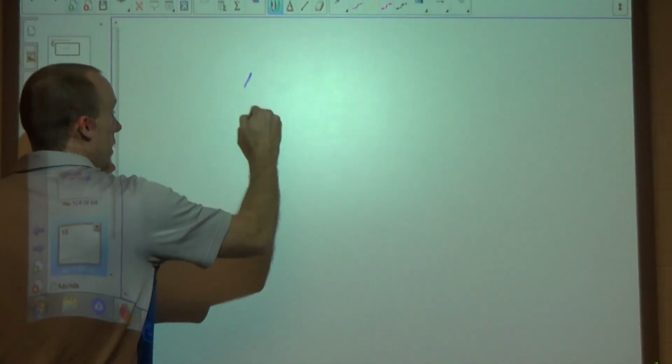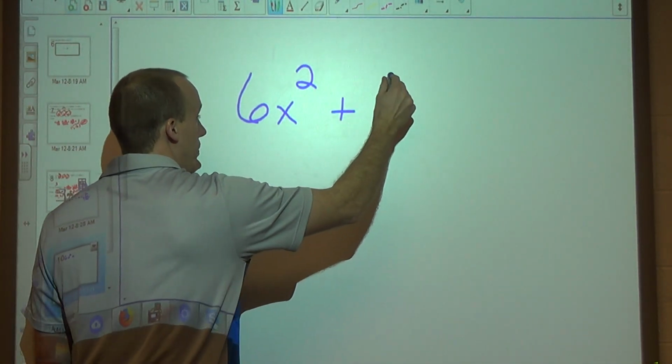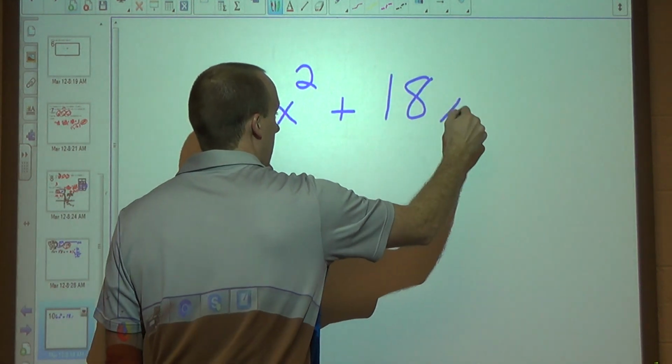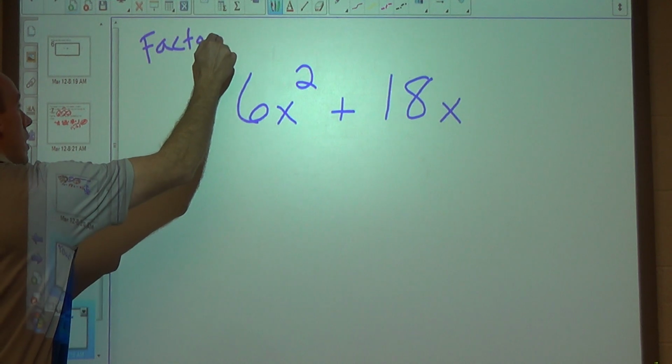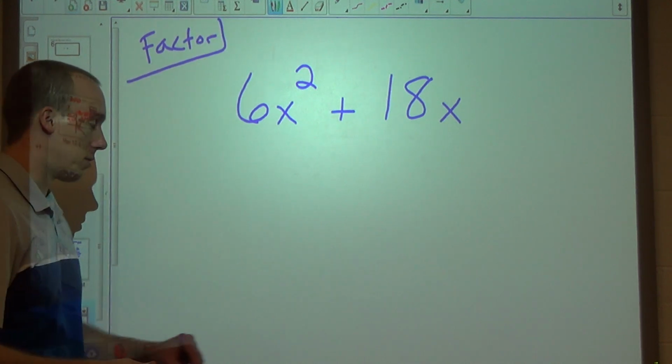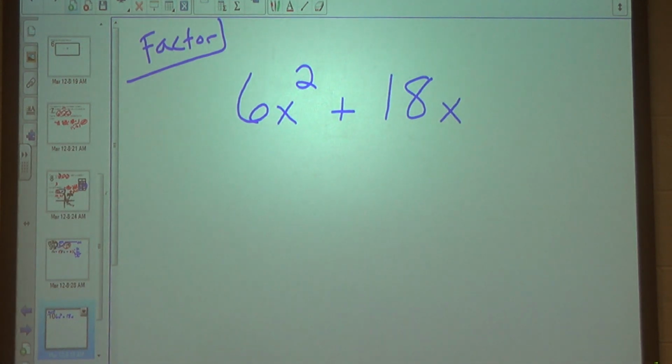Let's go with this. 6x squared plus 18x. I want you to factor that. How many terms are up here on this one? Oh, you only have one set of parentheses. Yes, do you guys see how there's only 2 terms? So we gotta just take out something in common, which means just one set of parentheses on this one. And take out the biggest number possible.